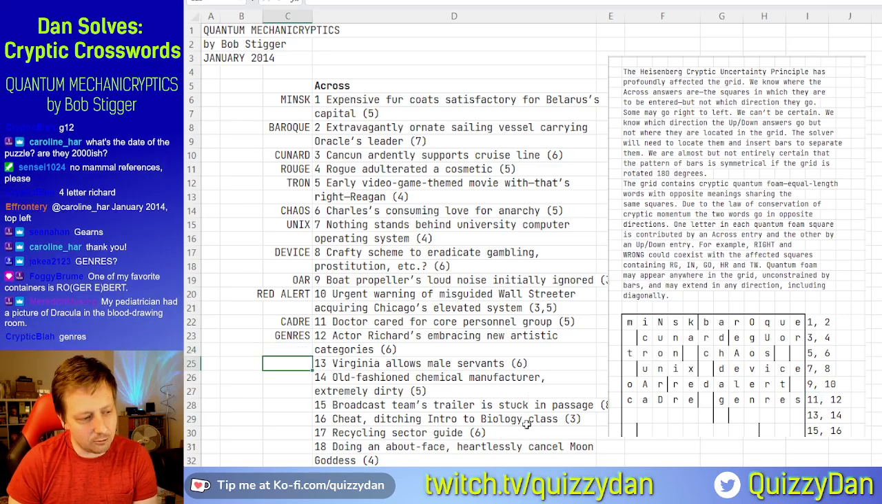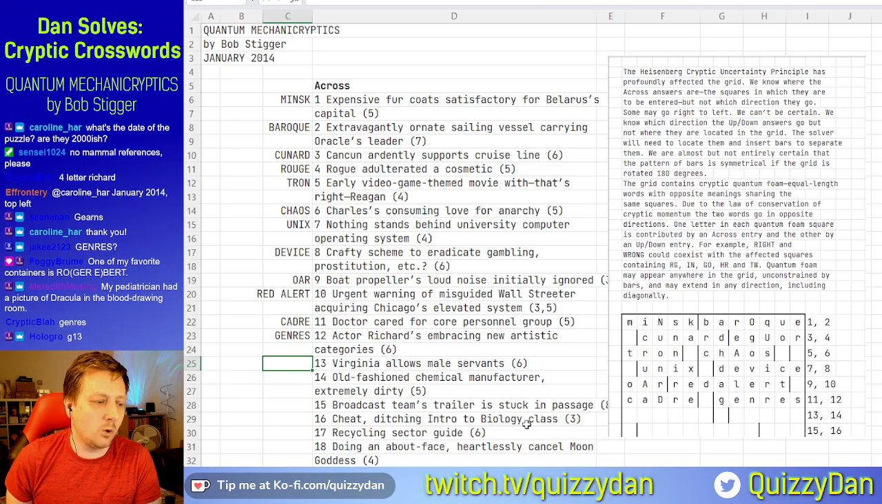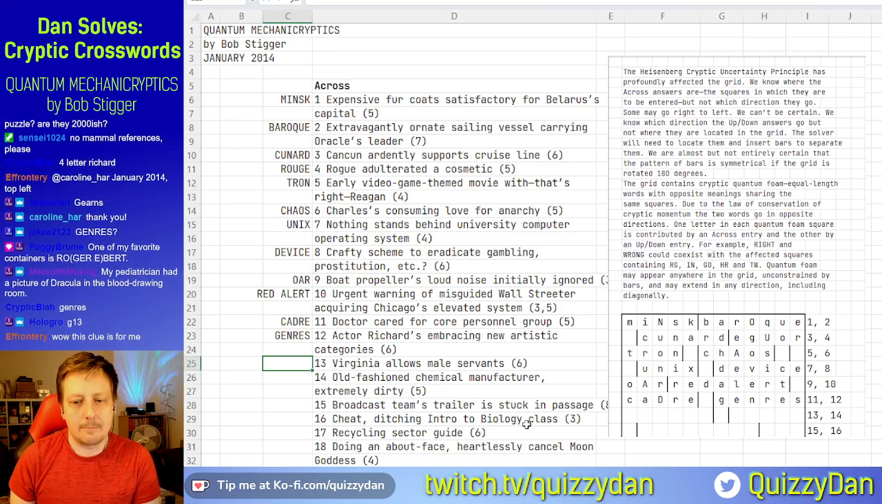Virginia allows male servants. Yep, happy with that. Fairly straightforward if you know your 2-letter state postal abbreviations. Hollow does.